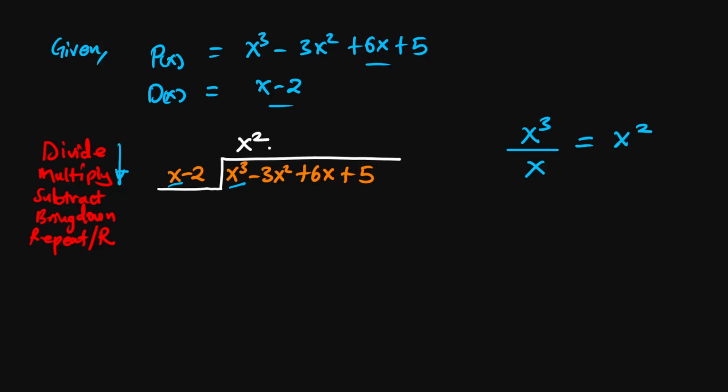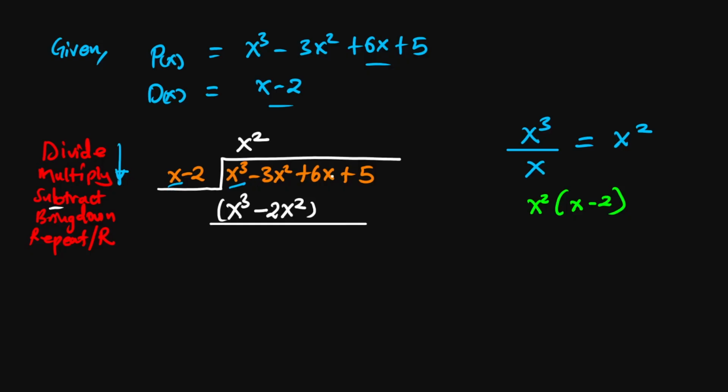We write x squared in the quotient. We proceed with the multiplication: x squared times x minus 2. We multiply this current digit in the quotient with the divisor. X squared times x gives x cubed, and x squared times negative 2 gives minus 2x squared. We then proceed to subtraction.